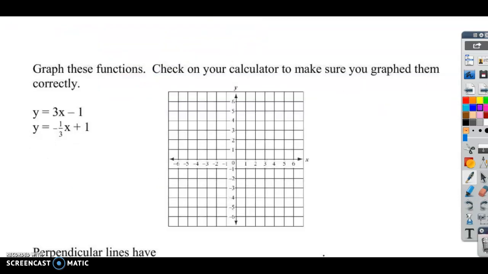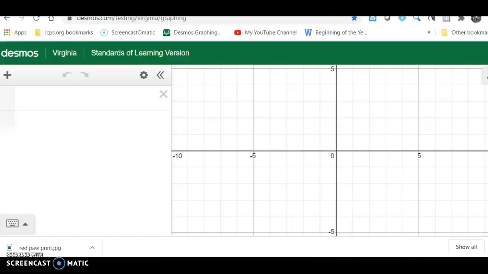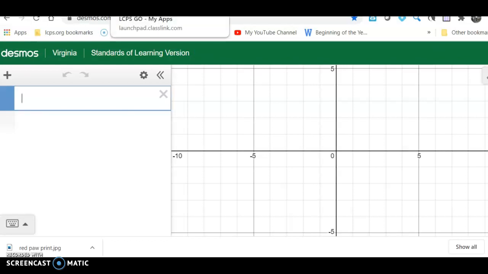Now, I'm going to pause. All right, so I want to just remind you about Desmos. If you go to Desmos, you can go to it on LCPS Go, but a lot of times I just pull up a new tab and type in Desmos, Virginia. Make sure it's got the green bar at the top, Virginia, okay? And you can type in your equation. So you're just using this to check your equations and make sure they're right after you graph them by hand.